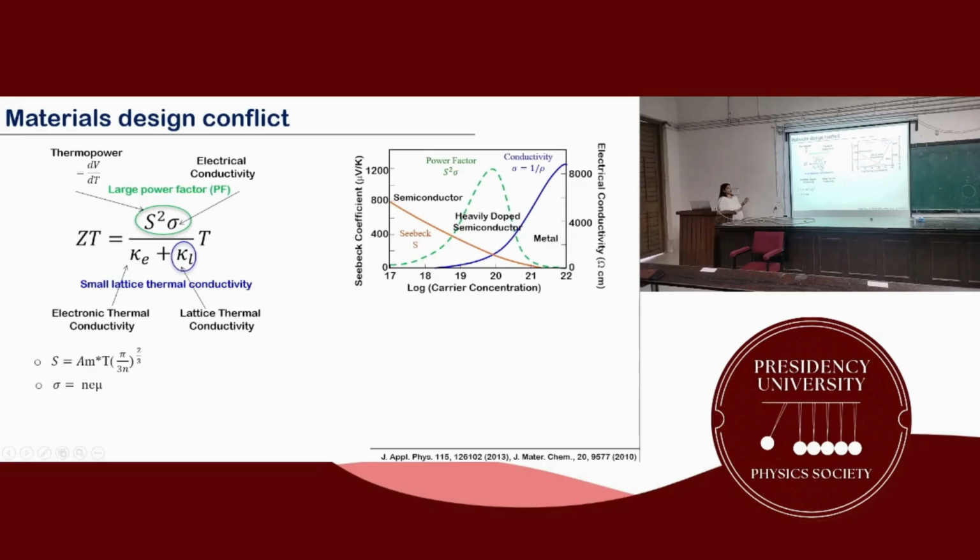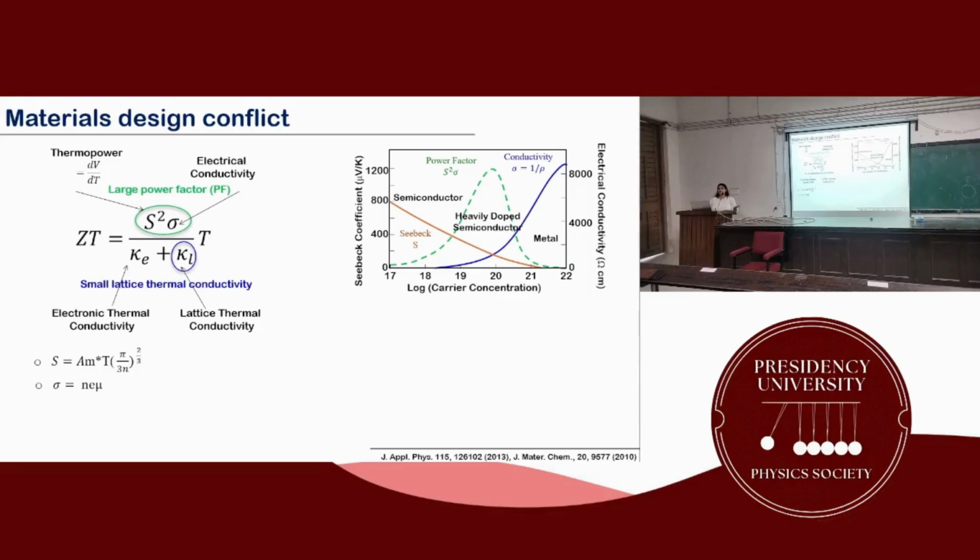Because in a material, let's say metal, semiconductor, insulator, whatever we take, there is a carrier concentration, a concept you all have read. Now, for a semiconductor or a metal, you see how differently the Seebeck coefficient, on the left-hand y-axis, behaves from electrical conductivity, on the other side of the axis. For the metal, at that corner, the Seebeck coefficient goes almost to zero, but I have a high electrical conductivity.